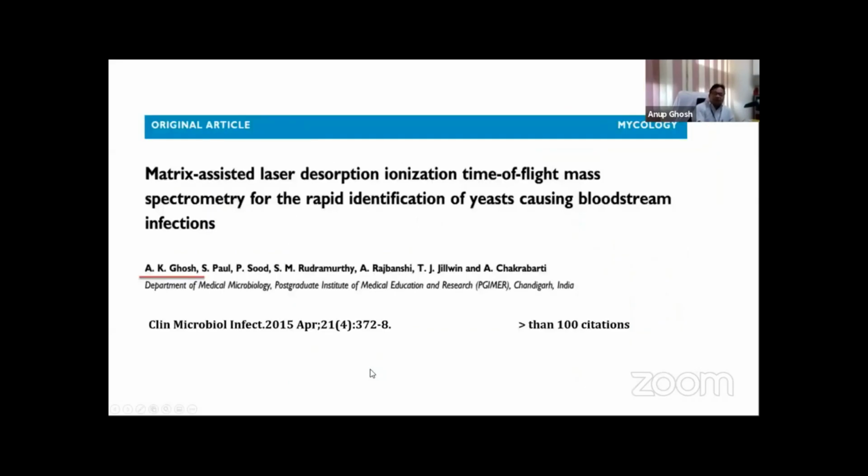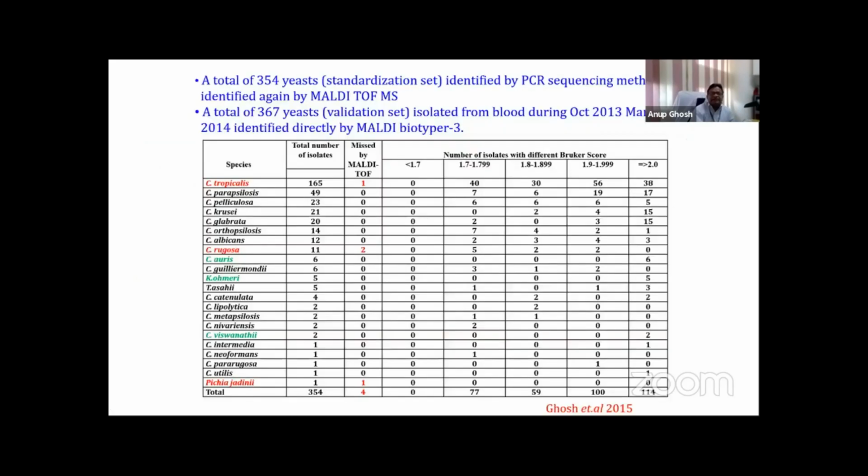So we have so many papers. I would like to touch upon one or two. This is the paper we published in 2015, and worldwide this paper is cited. In this paper we standardized with 354 yeasts, and then we validated with 367. And if you see the green names like Candida auris, Candida kodamaea ohmeri, and Candida vishwanathii, I'm talking about this work.